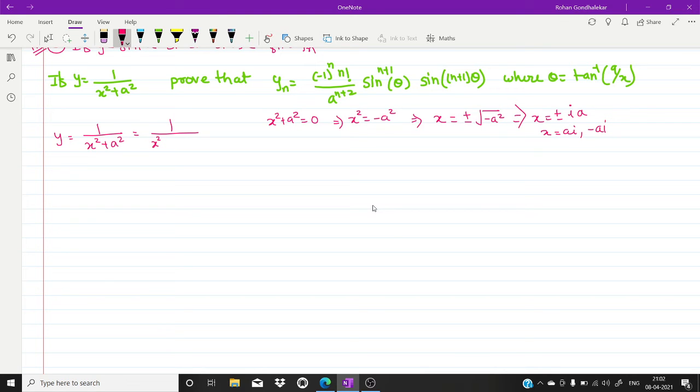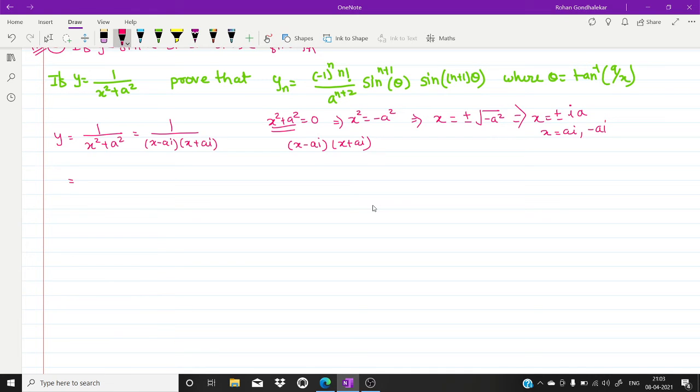So hence, if we think of the factorization of x square plus a square, it can be written as x minus ai into x plus ai. That means the complex terms are present. So hence I am getting x minus ai into x plus ai. On a similar line, one can go for the partial fraction.